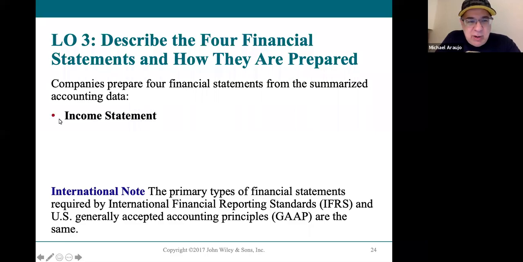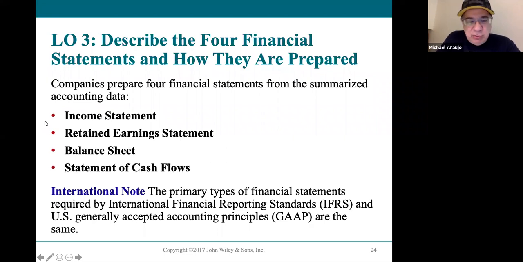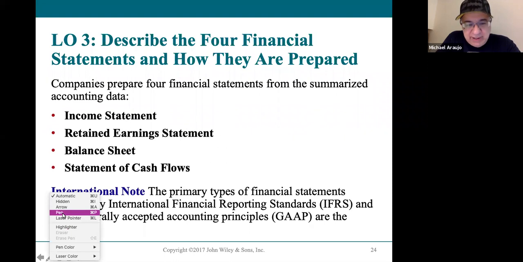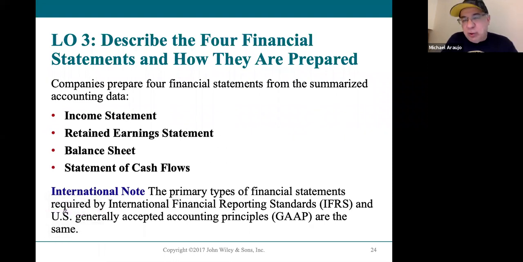Okay, so Chapter 1, Learning Objective 3 introduces us to the four important financial statements that you'll be learning in accounting. We are focused on the first three, okay? You will be learning about the cash flow statement down in Chapter 12 in Accounting 102. We go into detail on the cash flow statement down the road.